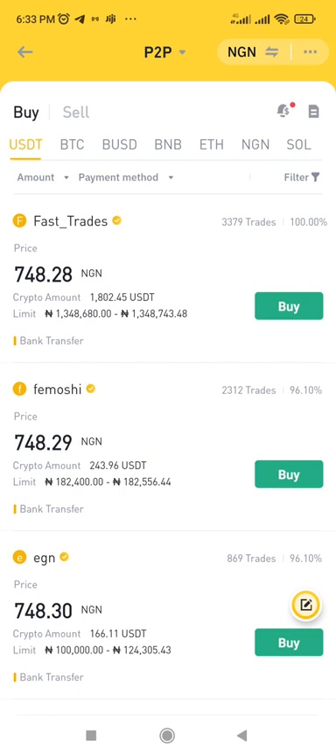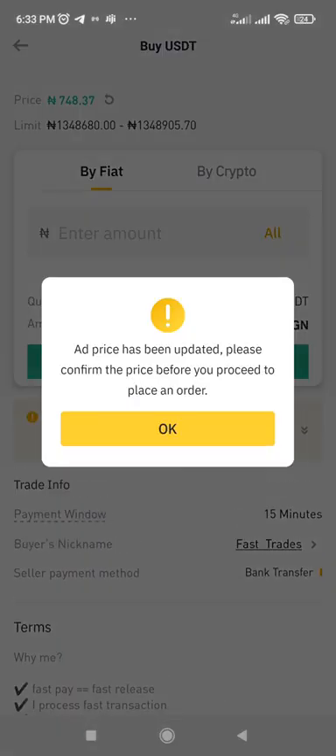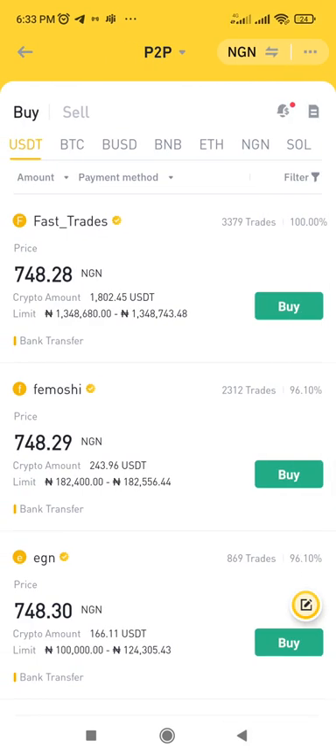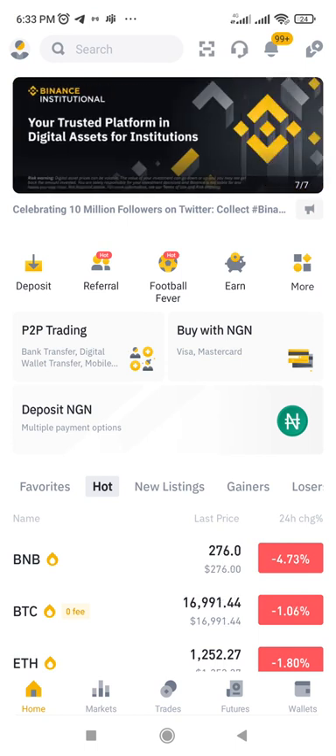You just have to click on buy, select the amount of money that you want, place your buy order, and pay the person. Once the person receives it, your coin will be released to you, right? Once the person releases your coin to you, you transfer it to your spot trading account and you get started, which is what I'm going to be showing you here right now.